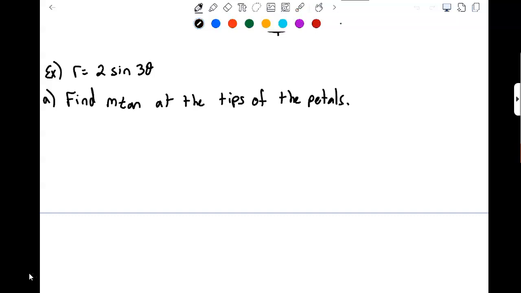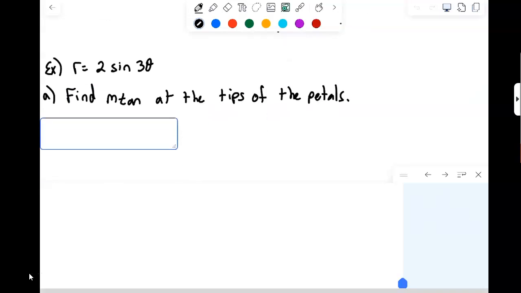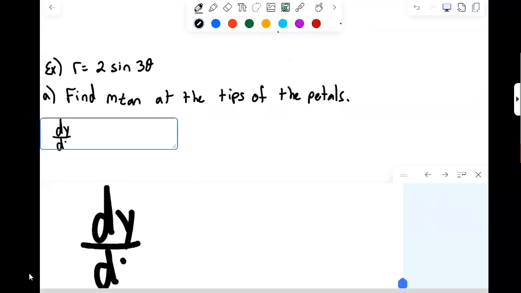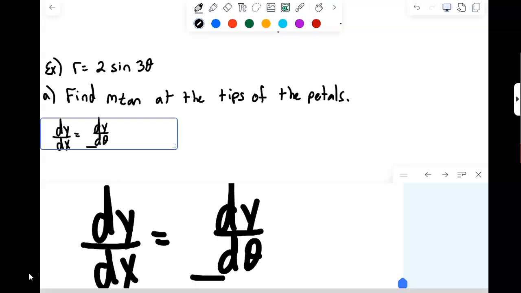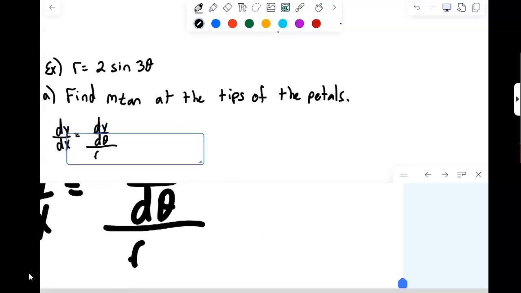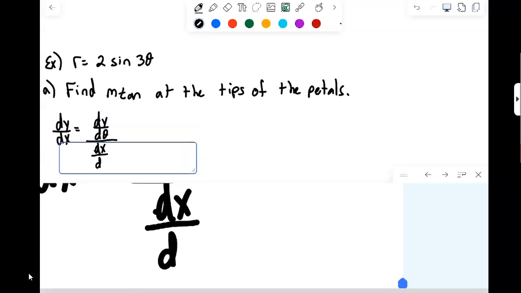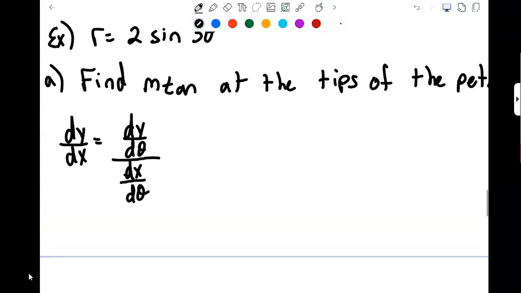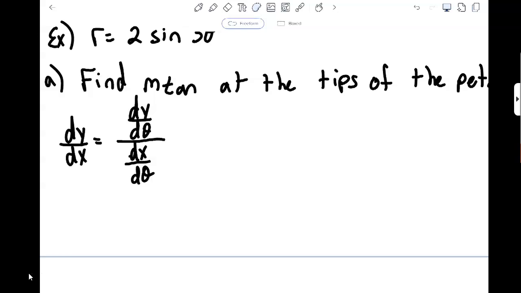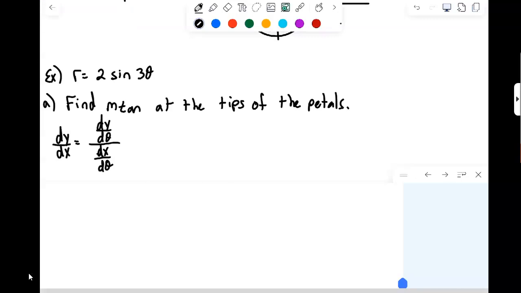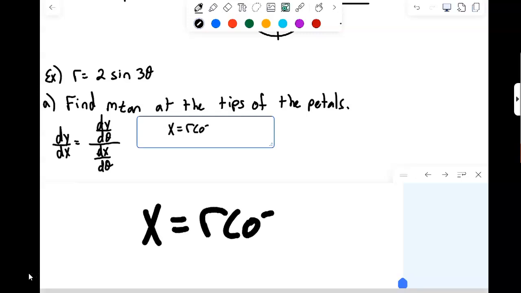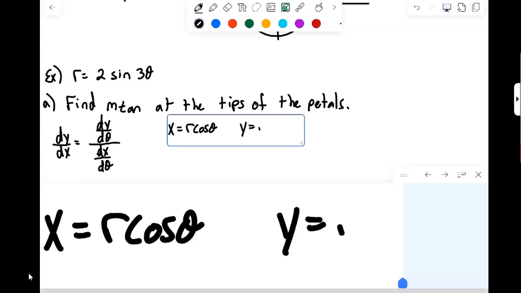So first, let's find our formula for the slope of the tangent line. So remember that dy/dx, the slope function, will be dy/dθ divided by dx/dθ. And so that's what we're going to be looking for here: dy/dθ over dx/dθ. And remember, we get that by parametrizing our polar equation, so we get it into parametric equations. Remember, x is r cosine theta, and y is r sine theta.